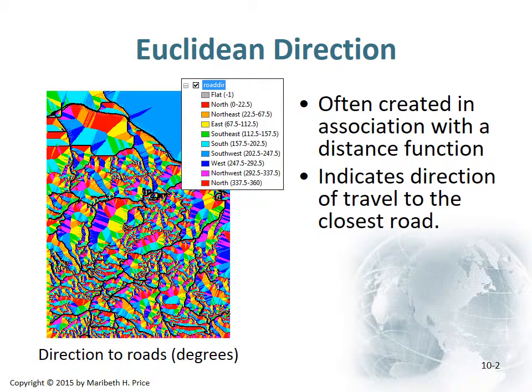This is direction from a cell to the road, measured in degrees. So just be aware of that. Don't choose the wrong thing when you're generating a grid. If you want aspect, this will look like it, but the values are not what you're looking for.